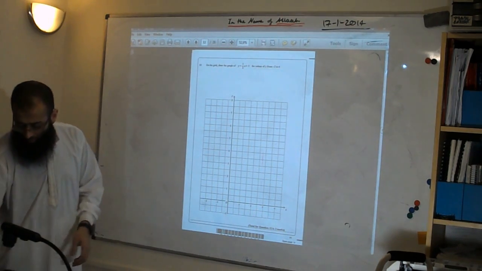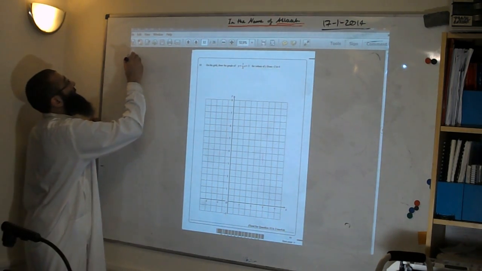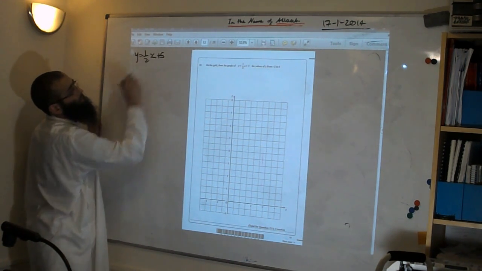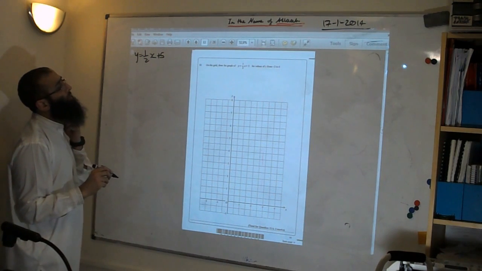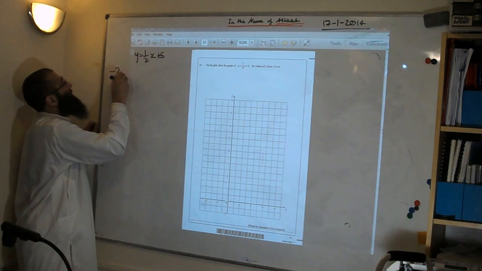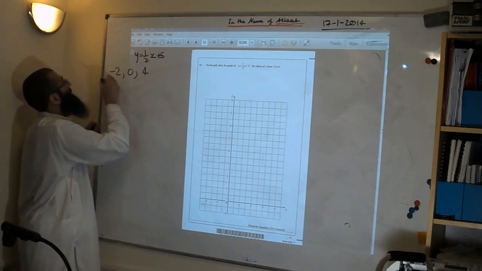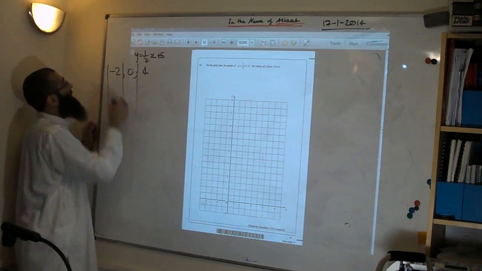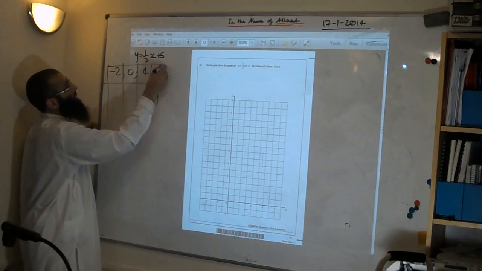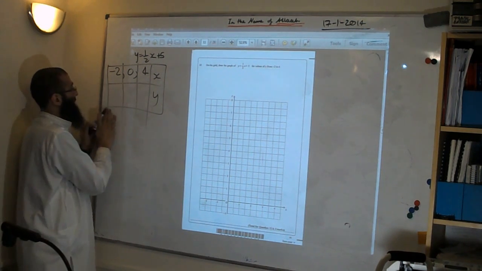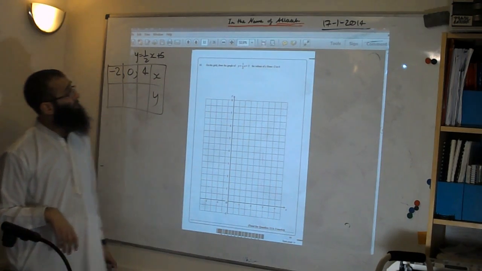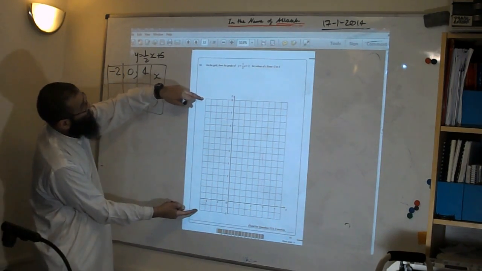Okay, what we're going to do is on the side over here. So y is equal to half x plus 5. On the grid, draw the graph of that from values of minus 2 to 4. So we do minus 2, 0 and 4. I want you to make it as big as you can, and I want to see these two parts in the whole thing.